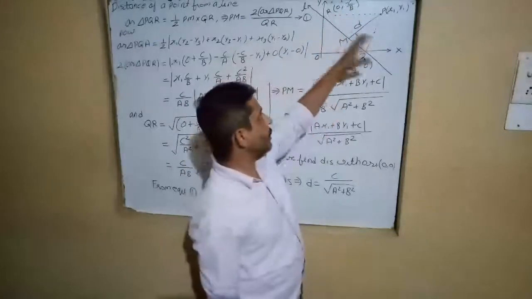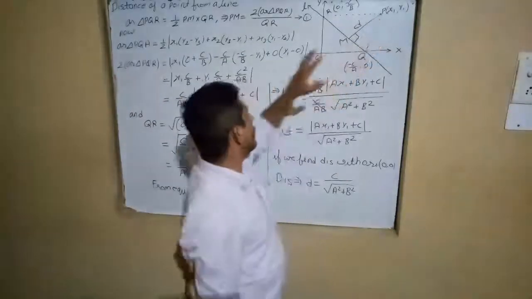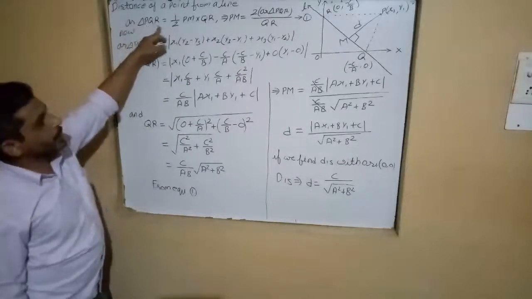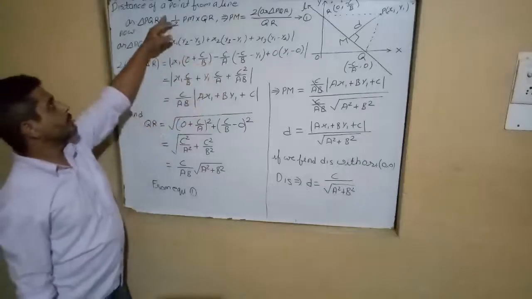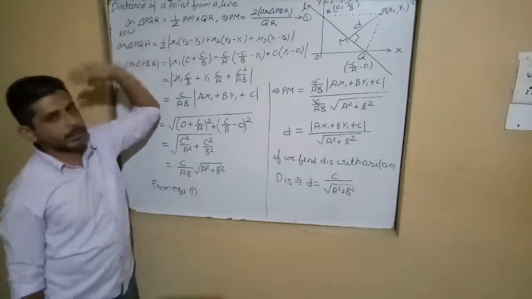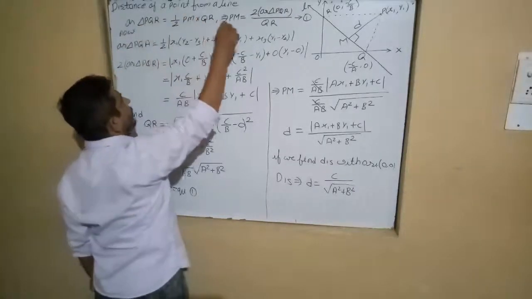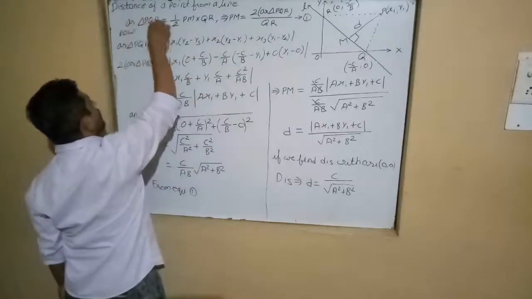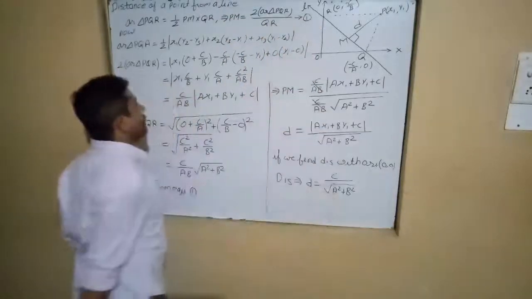So these are the points. Now how to calculate the distance PM? Look at here. First we find out the area of triangle PQR. This is a simple formula, 1 upon 2 base into height. Okay, so we transpose the 2 here. So PM, what will come? PM is equal to 2 into area of PQR upon QR. This is our equation first.